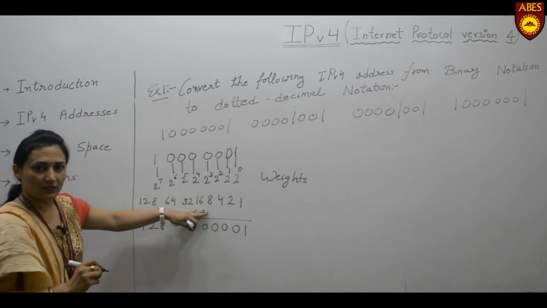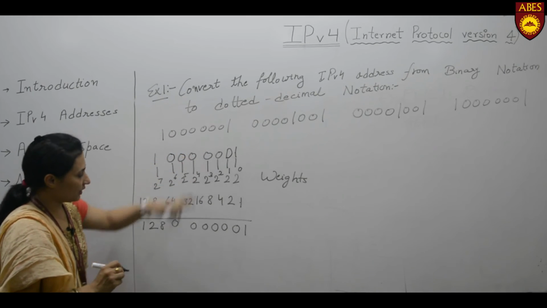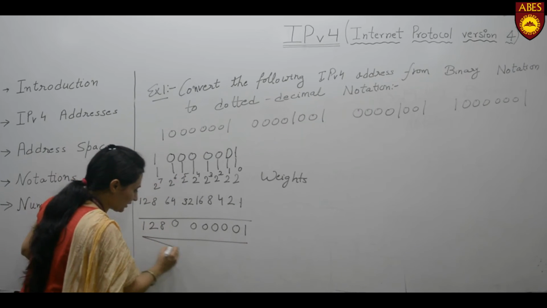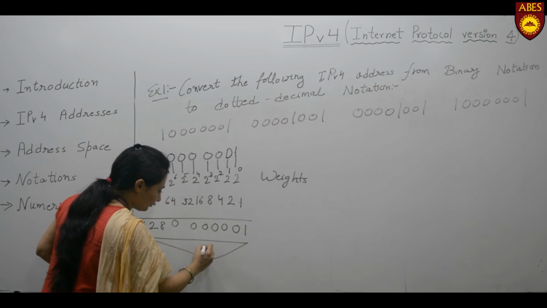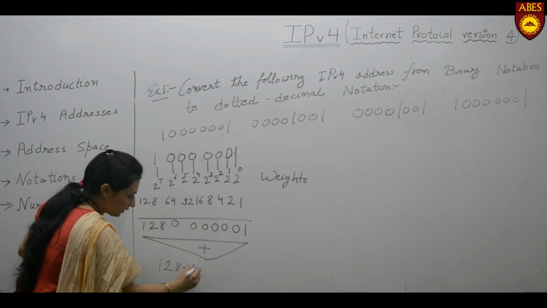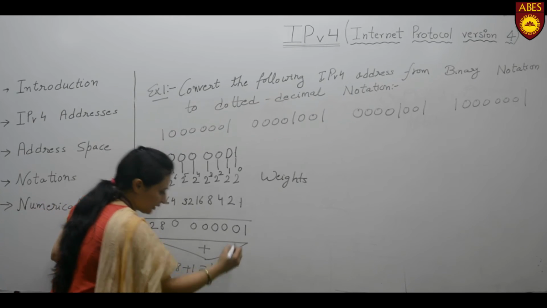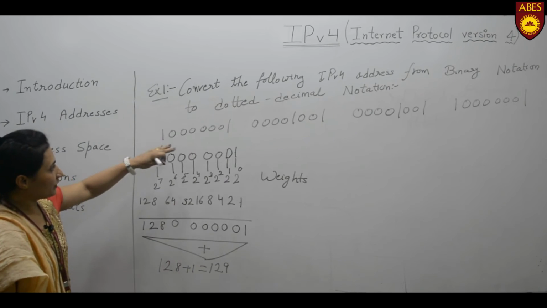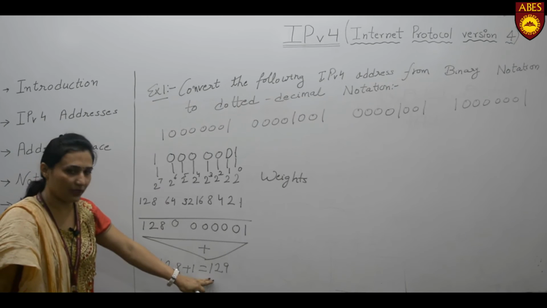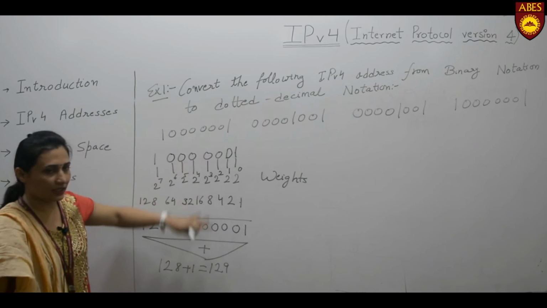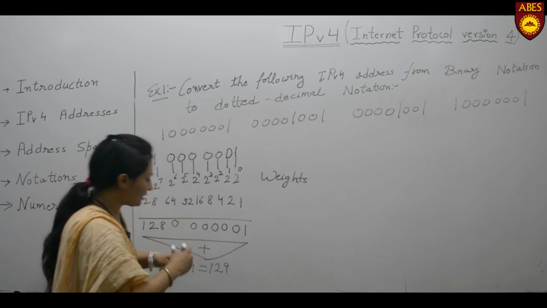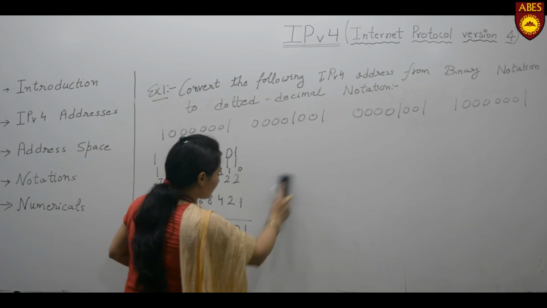So we have multiplied the weighted positions with the given numbers. Then we have to add these numbers. Whatever we are getting after the multiplication, these are to be added. After addition we will get 128 plus 1, that is 129. So we can say for this byte of binary notation, the dotted decimal representation will be 129. Similarly, for all the remaining 3 bytes, we have to convert them into dotted decimal with the same formula, or you can say the same procedure.